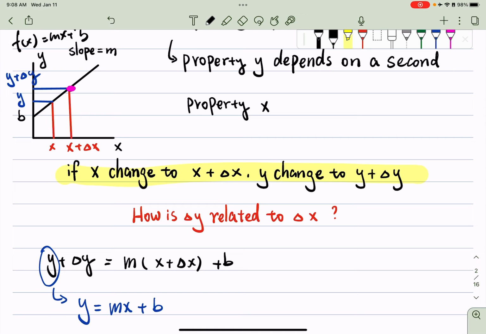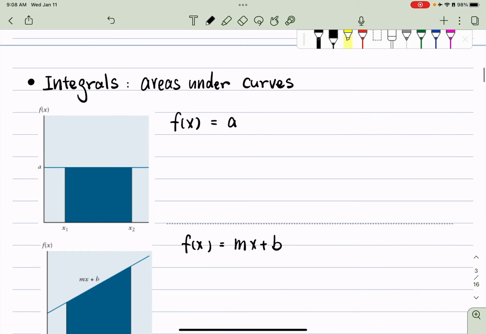Question before we move on? Okay, we're all smart here. Calculus is not that hard.